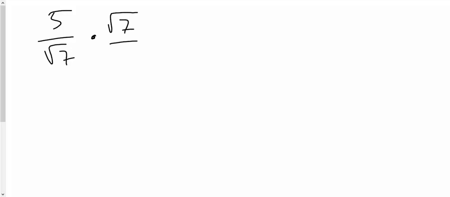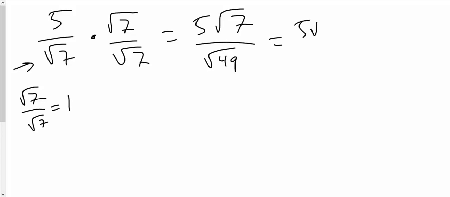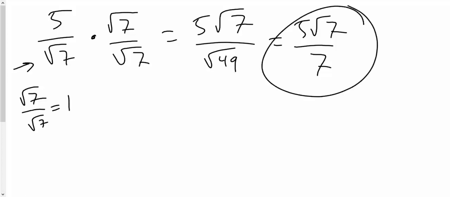You can multiply it by whatever the root is on the bottom here, root 7. So you multiply by root 7 over root 7. The reason we can do this is because root 7 over root 7 is 1. You can multiply any number by 1, and it gives you the same number. And so as you can see here, root 7 times root 7 is root 49, and root 49 is 7. You no longer have a radical in the denominator.